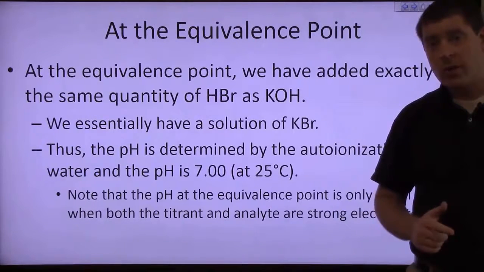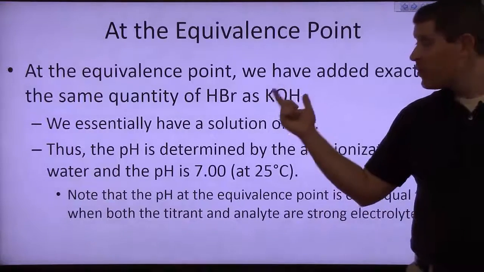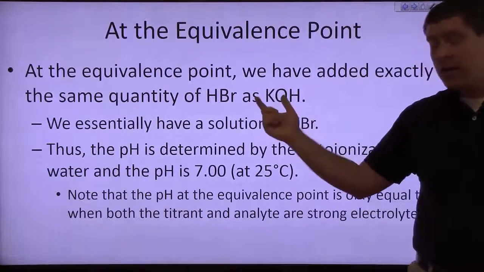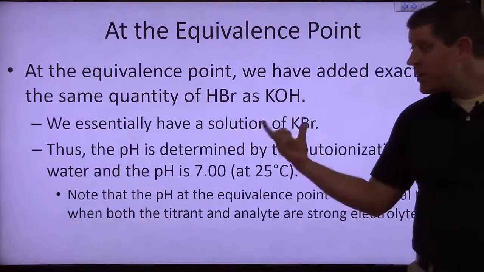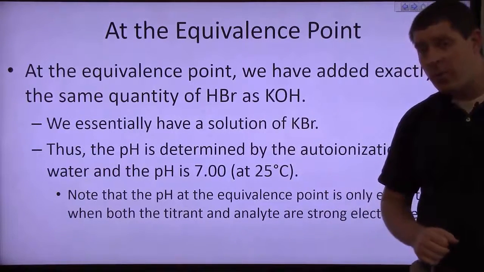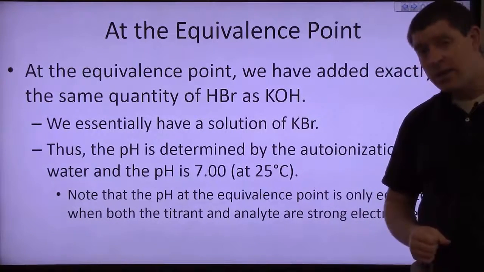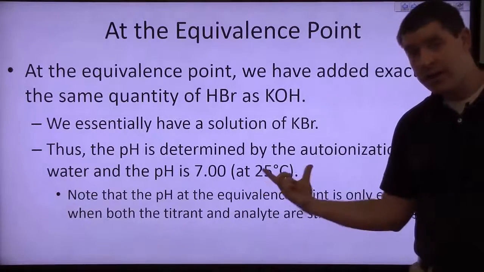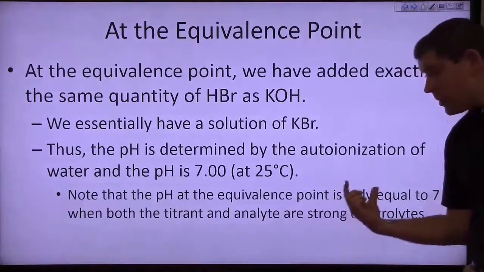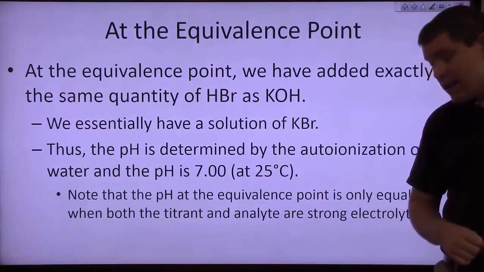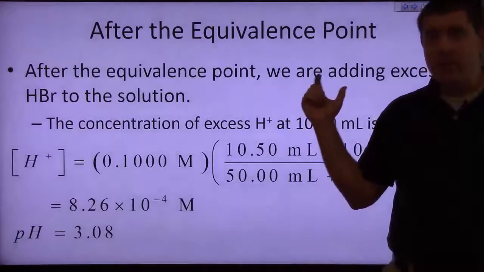So let's move on to the second domain, which is at the equivalence point, at exactly the equivalence point. So at the equivalence point, we have added exactly the same quantity of our hydrobromic acid as potassium hydroxide. And this means that we essentially have a solution of potassium bromide. And this means that the pH is determined by the autoionization of water, and the pH then is 7.00, provided that we're at a temperature of 25 degrees C. Now note that the pH at the equivalence point is only equal to 7 when both the titrant and the analyte are strong electrolytes.